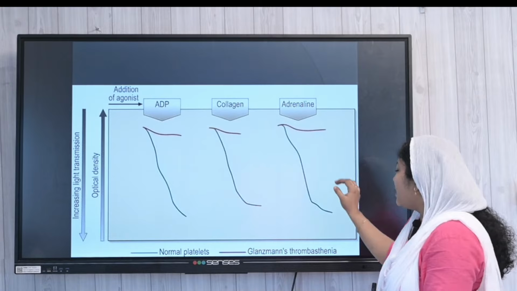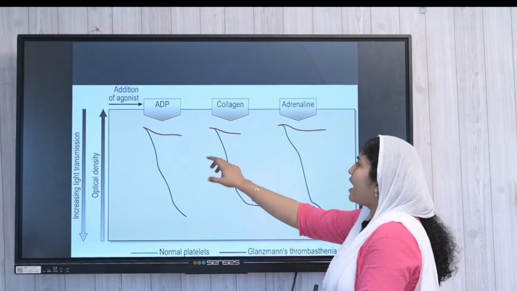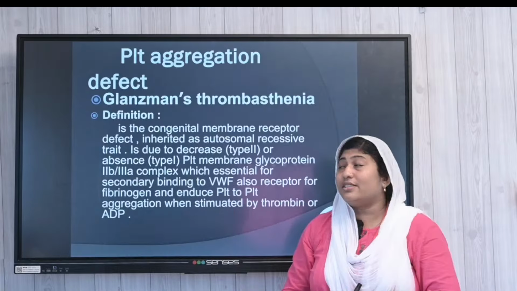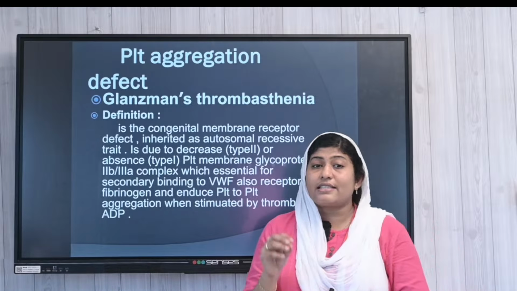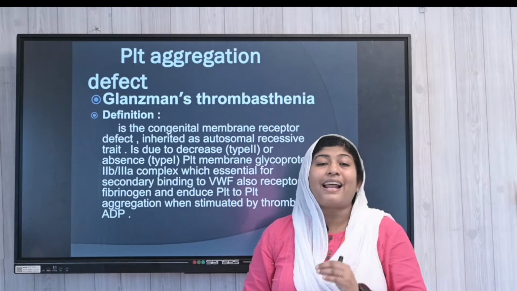Then see, this is the condition again, Glanzmann thrombasthenia, where we are checking ADP, collagen, adrenaline. There will be a genetic defect in the quality of the platelet. Normally the platelet has the receptors 2B and 3A. They help in proper aggregation.